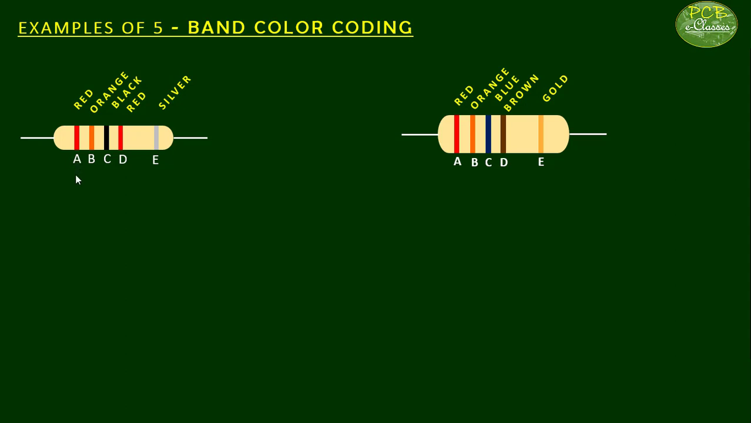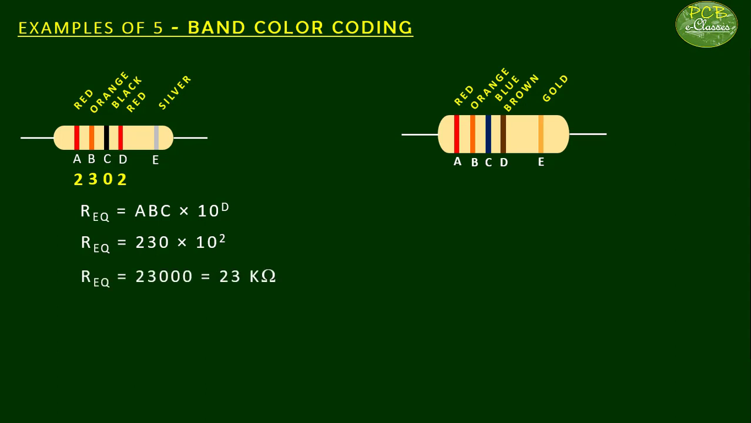So for the red, what is the color code? It's 2. For the orange, 3. For the black, it will be 0. For the red, it will be again 2. So what is the formula for the 5-band color coding? The formula is ABC into 10 to the power D. So we can replace the digit values, that is 230 into 10 to the power 2. So what is the value we are getting? It is 23,000. That is 23 kilo ohm. The value of this resistor, which has the 5-band color code, is 23 kilo ohm.